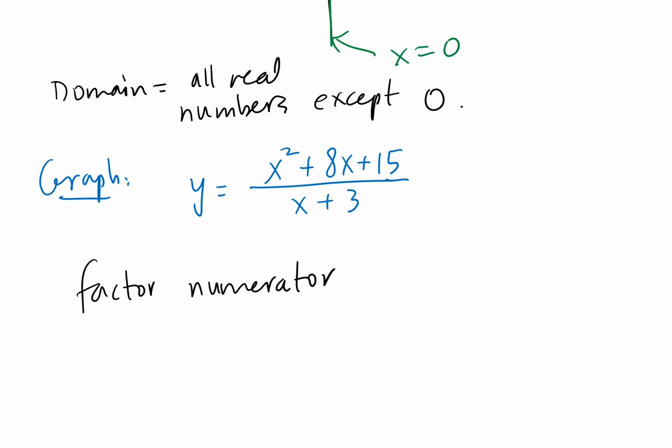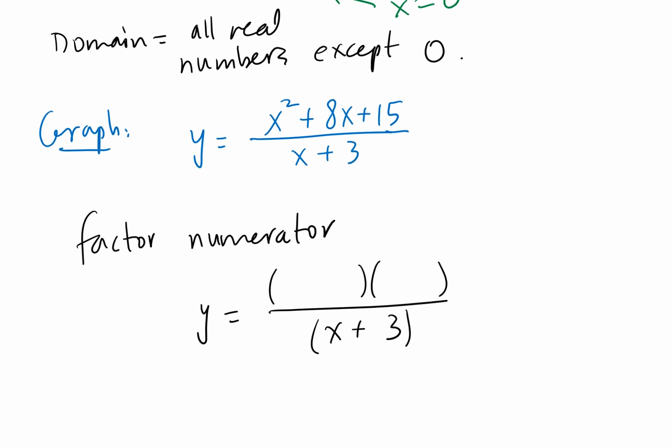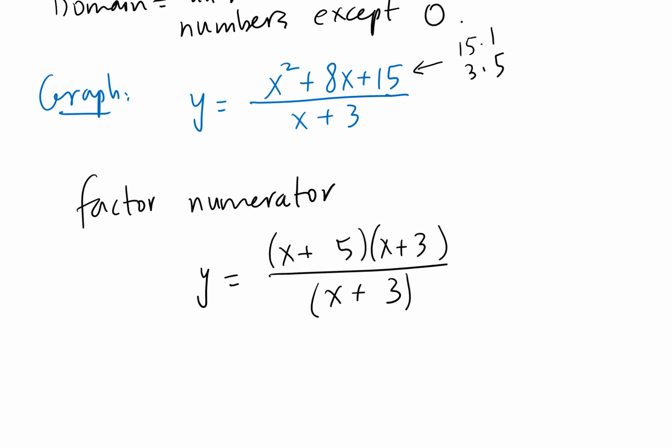Okay, how do we factor it? We can do guess and check. The denominator stays the same. So two numbers there, product 15. It could be 15 by 1 or 3 times 5. So x plus 3 and x plus 5. Let me test it. Does that work? Is the sum of 3 and 5 equal to 8? Yes. So notice right away these cancel out. So you will get y equals x plus 5.